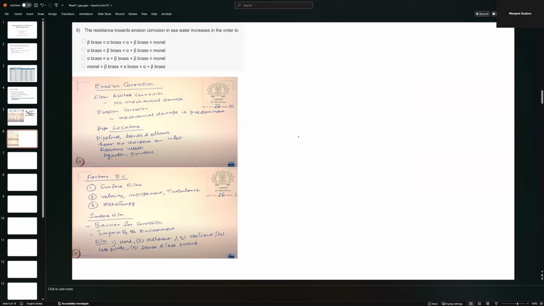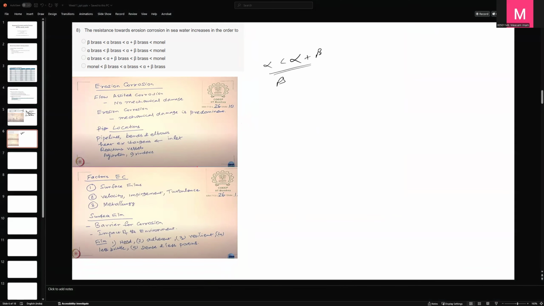Definitely, we both agree that alpha plus beta phase is harder than alpha. Probably beta also. At least this is true. One graph, one curve was drawn by the professor during the session. You can post the screenshot of that here, where he compared de-alloying and erosion corrosion.